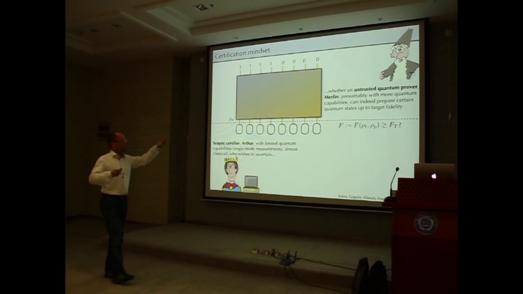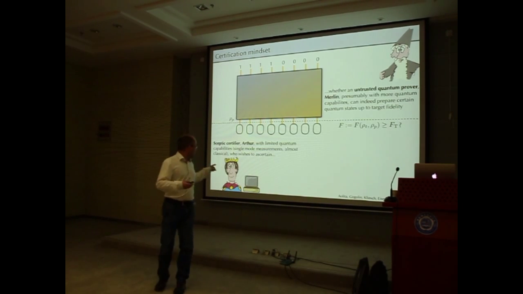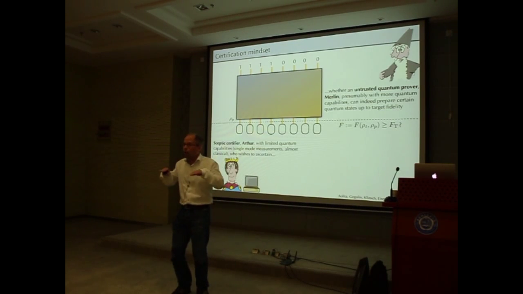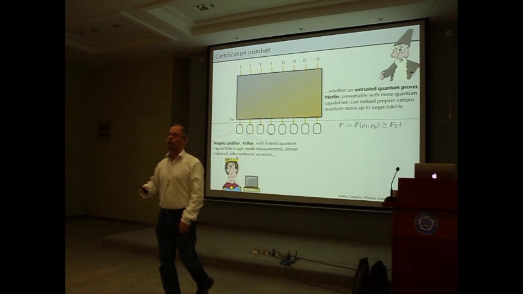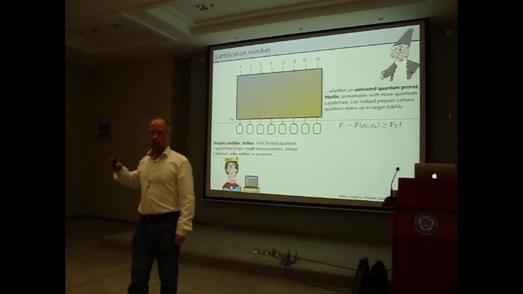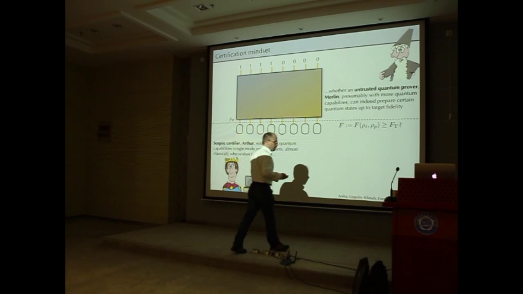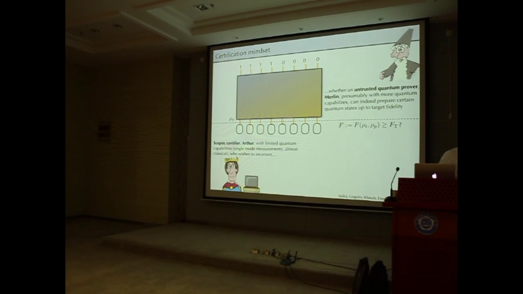So Merlin can also cheat, can indeed prepare a quantum state up to a certain target fidelity. So the setting is this: the almost classical guy Arthur would like to go into the lab and find out, using only single-mode measurements, whether the state in the lab is actually the one that he has asked Merlin to prepare. So what is a natural setting of that kind?